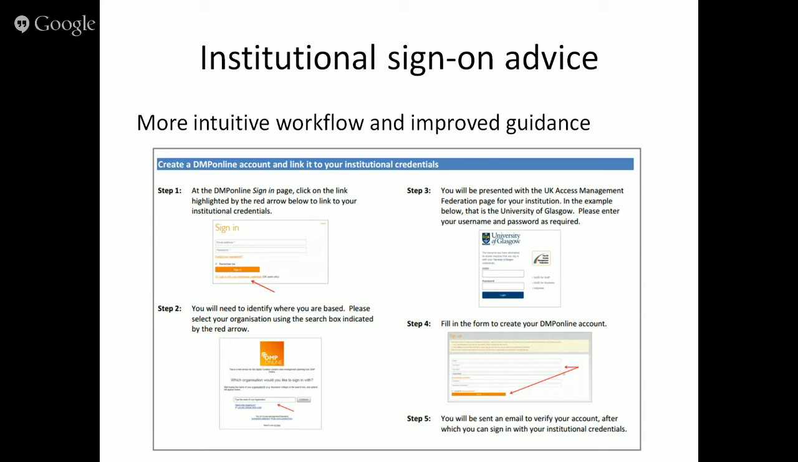So we've improved the workflow. We've gone through that from each possibility, made sure it's more intuitive, improved the guidance, and we've also put out a guide with screen grabs so it's clear to researchers how to actually go about registering and linking to their institutional credentials, and if they need in the future to unlink so that they can move to a different institution.